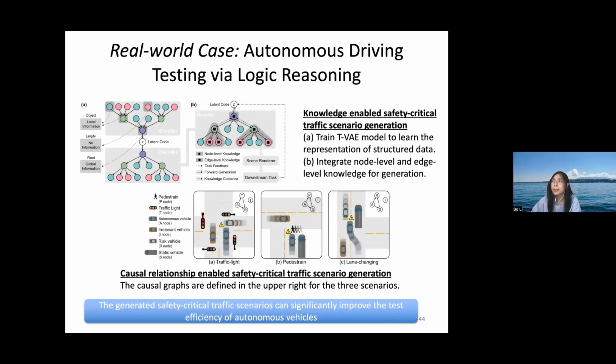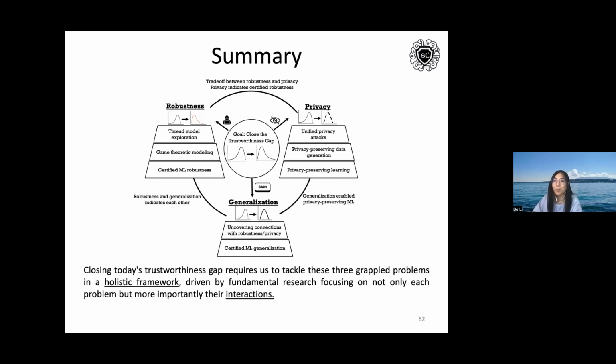And also in practice, we can leverage the knowledge, and not only knowledge but also causal relationships, to generate different safety-critical traffic scenarios, so that you can test the safety of autonomous driving, etc. So I think this is the robustness part I wanted to cover. I'm almost out of time, which is good, since I covered the most important parts I wanted to talk about. And maybe we can start the questions and discuss more.